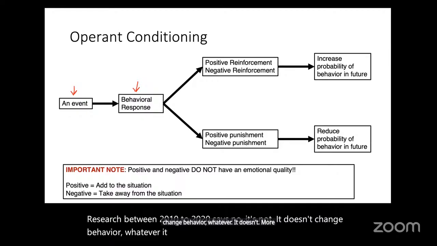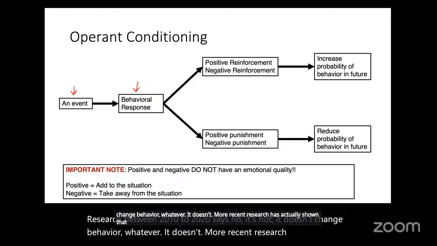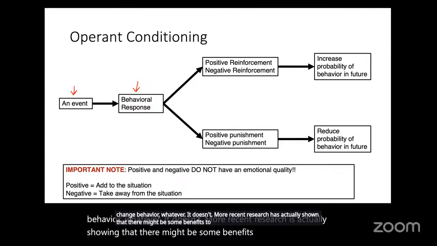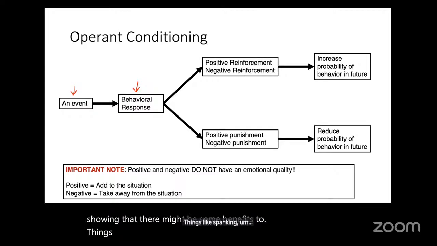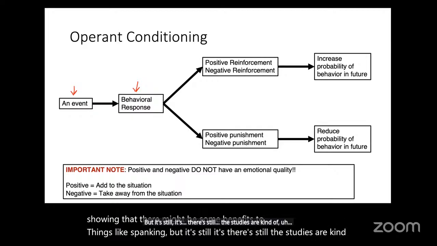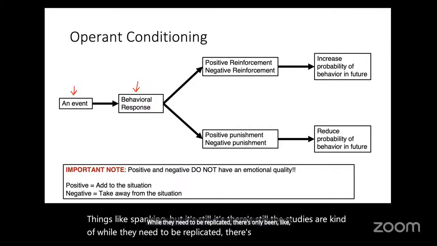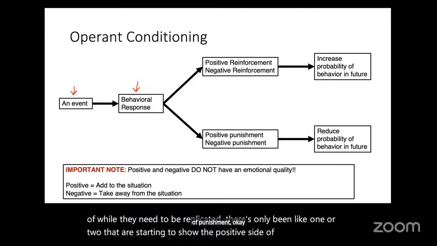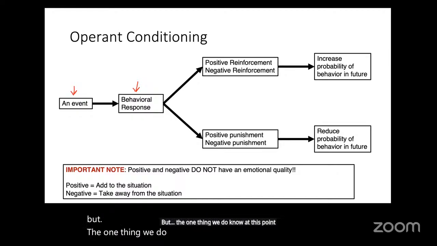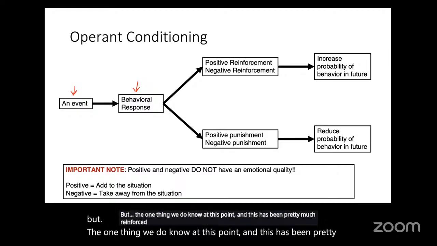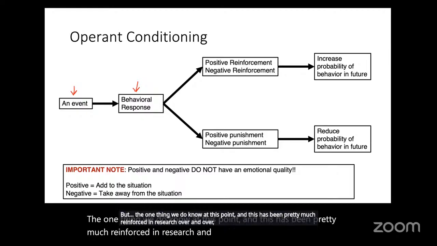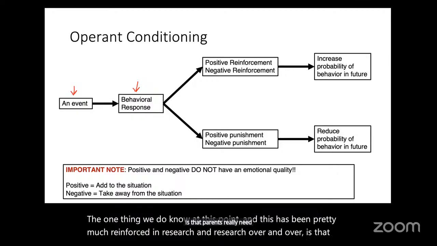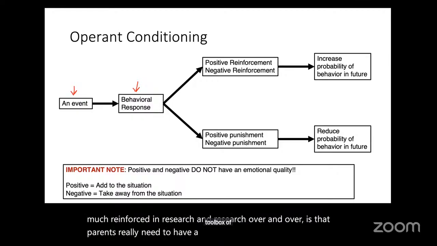More recent research is actually showing that there might be some benefits to things like spanking, but the studies still need to be replicated. There's only been like one or two that are starting to show the positive side of punishment. Okay, but the one thing we do know at this point, and this has been pretty much reinforced in research over and over, is that parents really need to have a toolbox of punishment tools.